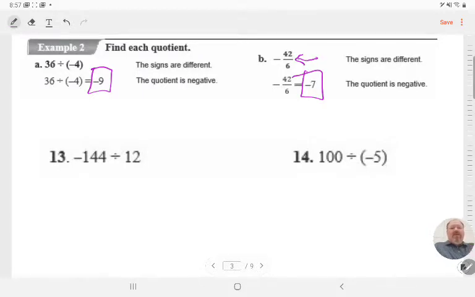Okay, here we go. So we have negative 144 divided by 12, one negative, one positive, so I know my answer is going to be negative, and 144 divided by 12 is 12, so my answer is negative 12. And then I have 100 divided by negative 5. One's positive, one's negative, so the answer is going to be negative. And 100 divided by 5 is 20, so my answer is negative 20. All right, I'm sure you guys did great on those.